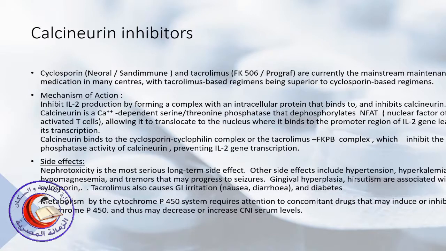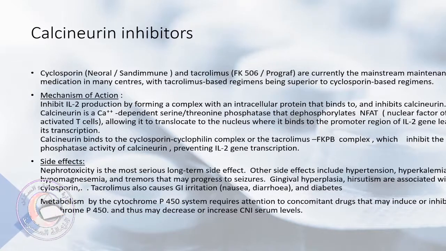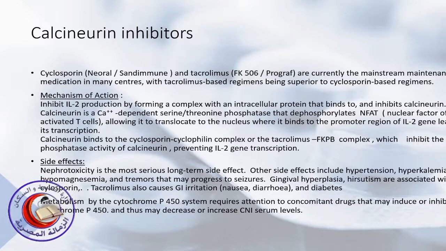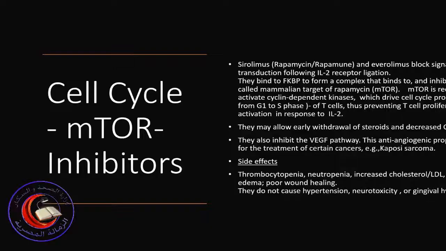These drugs are metabolized by the cytochrome P450 enzyme system in the liver. And therefore, attention is necessary to other drugs given in addition to calcineurin inhibitors, because some drugs, say like phenobarbital and phenytoin, will induce or increase activity of P450, and therefore reduce the level of calcineurin inhibitors, so the dose must be adjusted. Some drugs have the reverse effect.